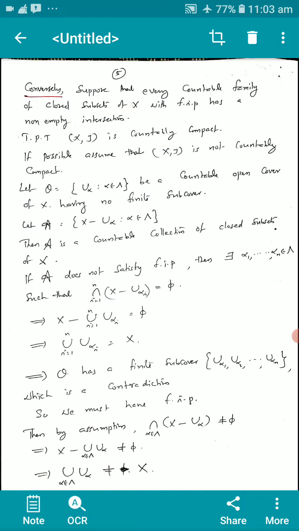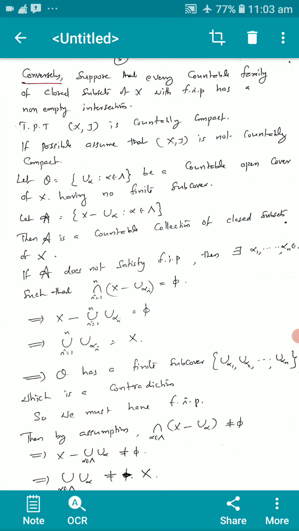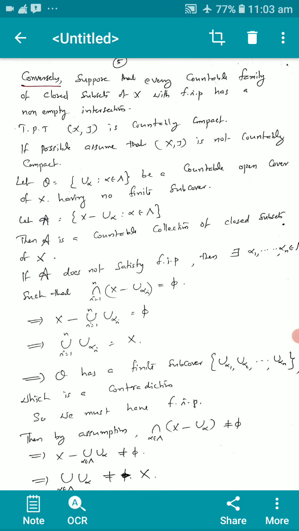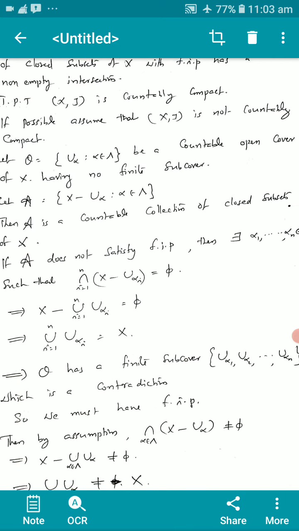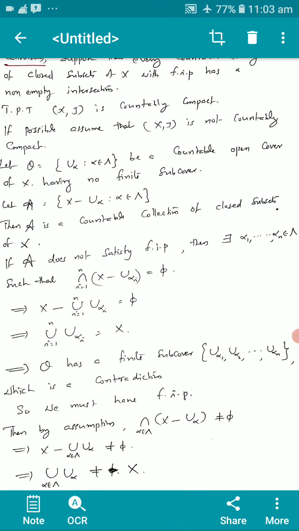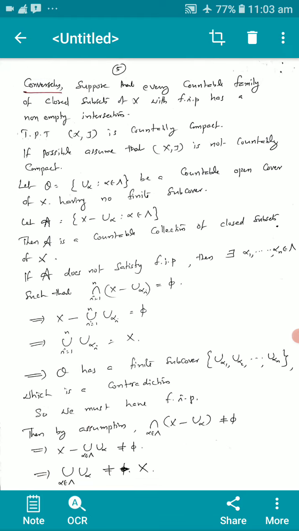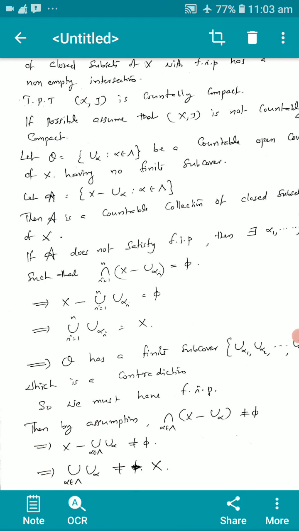Now we have to discuss the converse part. Conversely, suppose that every countable family of closed subsets of X with the FIP has a non-empty intersection. What do we have to prove? We have to prove that X is countably compact. If possible, assume that X is not countably compact. Let theta equal the collection U_alpha such that alpha is in the index set be a countable open cover of X having no finite subcover.